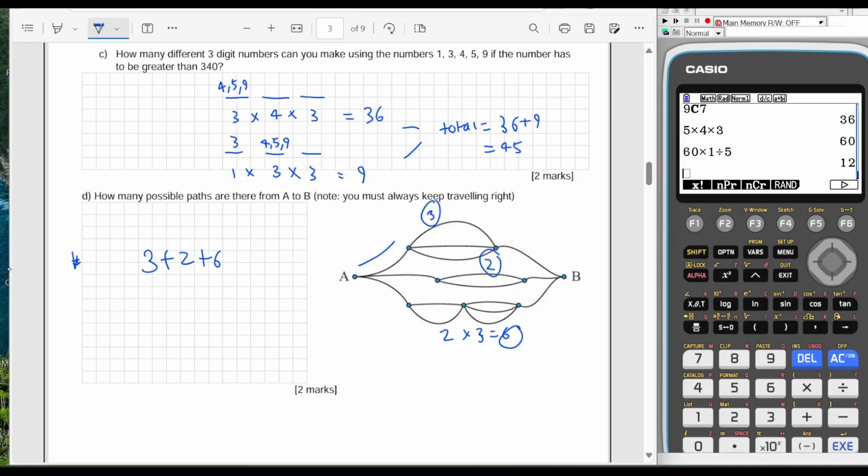We can just call this number of ways. I might write the 6 in as 2 times 3. So it's 3 plus 2 plus 6, which is 11. 11 ways to do this. And again, if you have time at the end of the test, you could see if you could draw out all 11 ways.